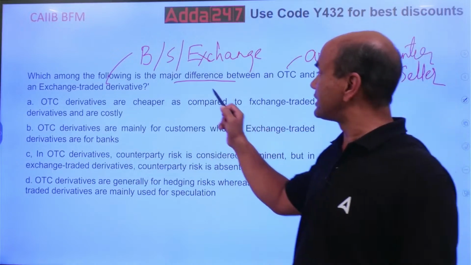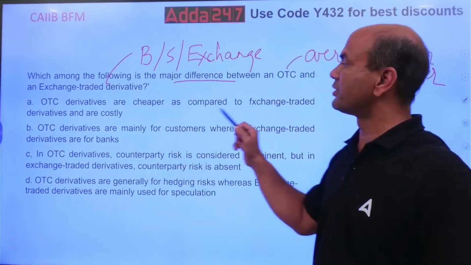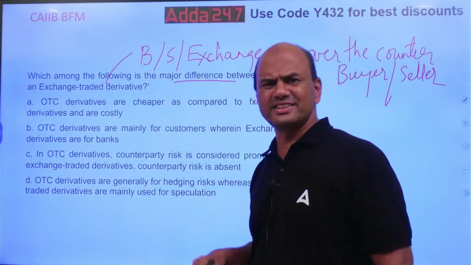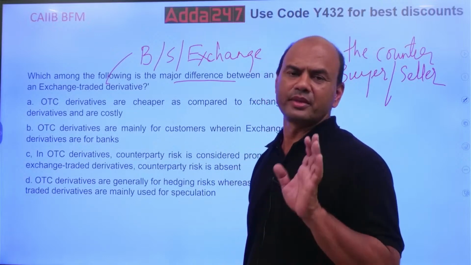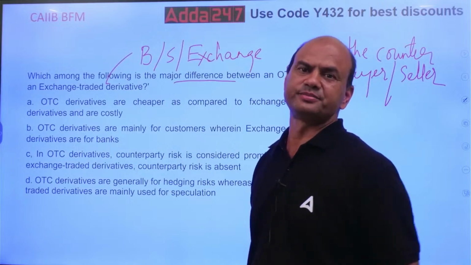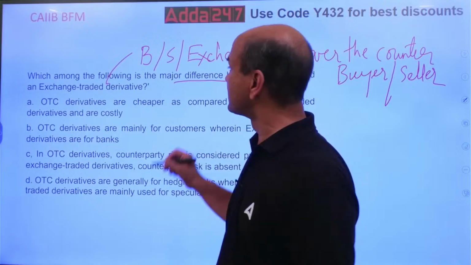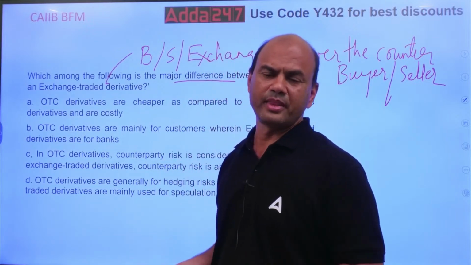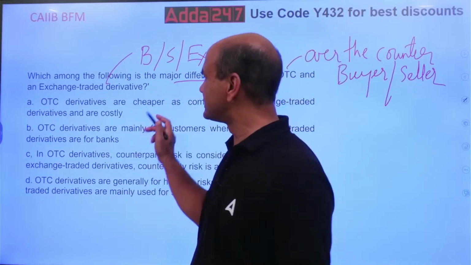So what is the major difference between them? OTC are cheaper as compared to the exchange traded derivatives. Means OTC are cheaper, exchange traded are costly. Is it so? Here, derivatives cost hardly depends on whether it's OTC or exchange traded. Derivatives cost depends on the risk involved. If the risk in exchange traded is higher, its cost will be higher. If the risk in OTC is higher, its cost will be higher. So this is out.